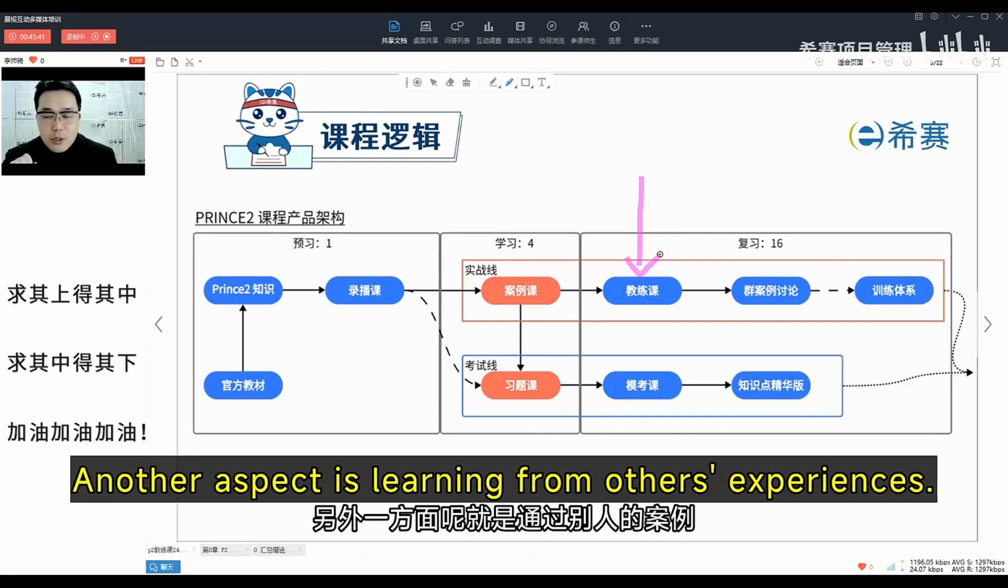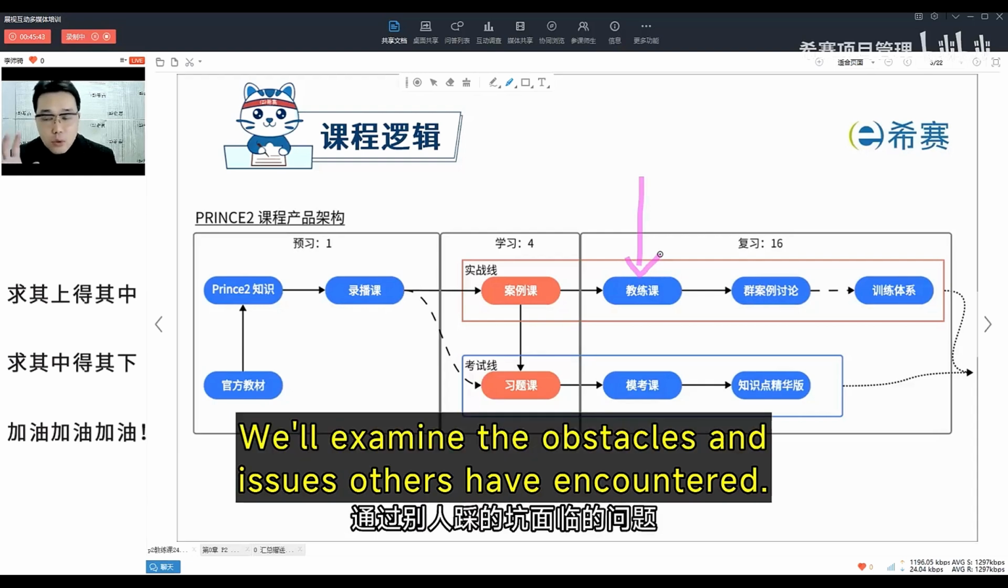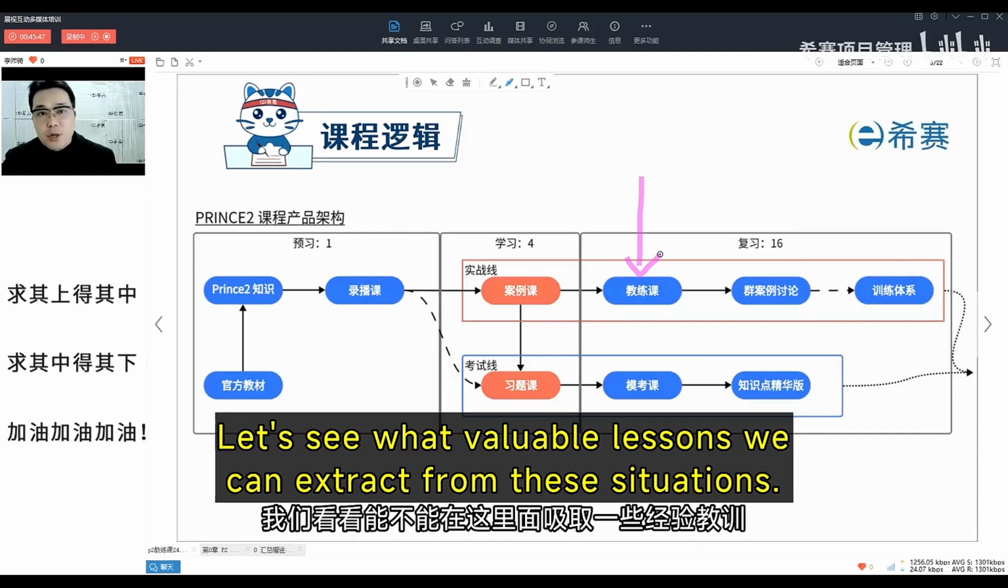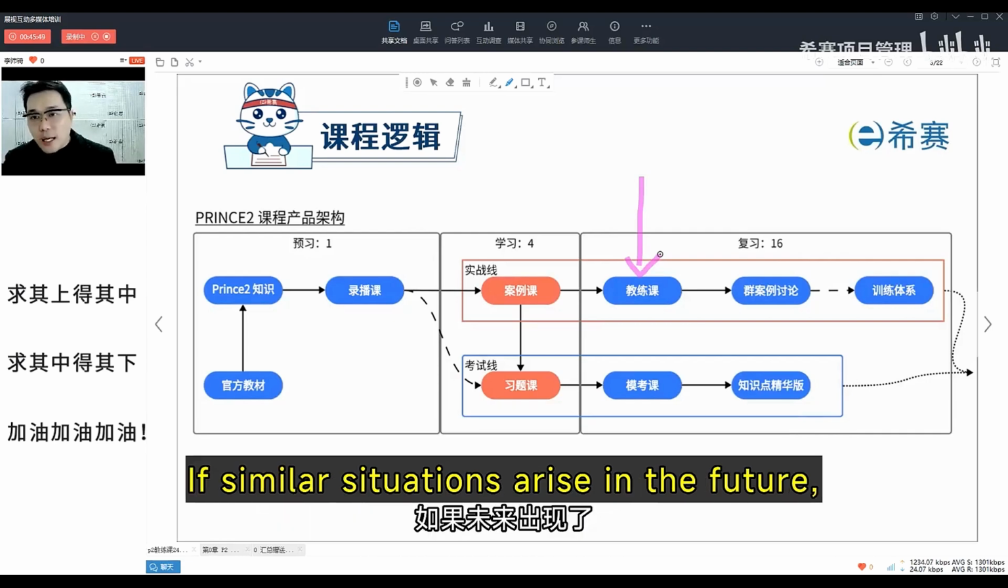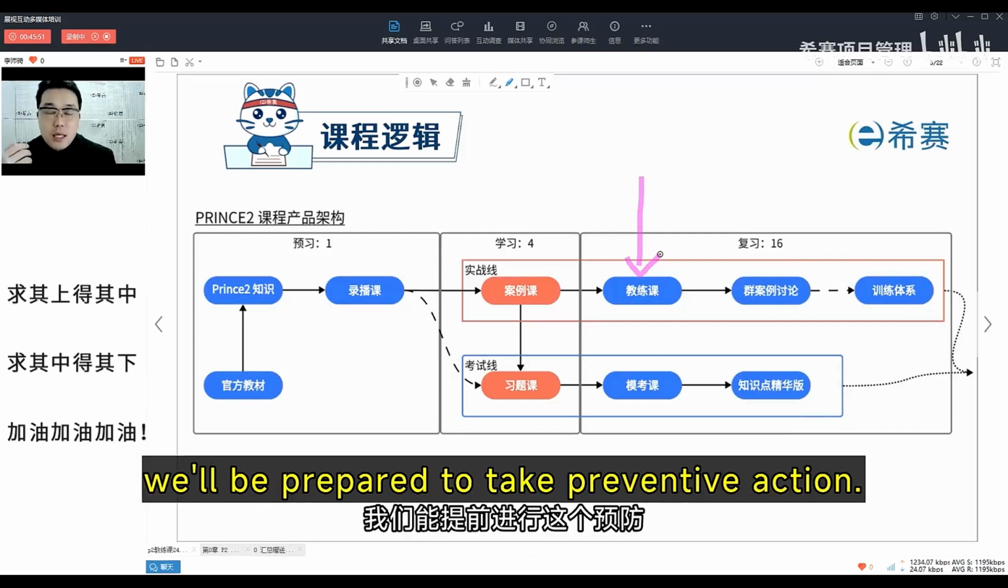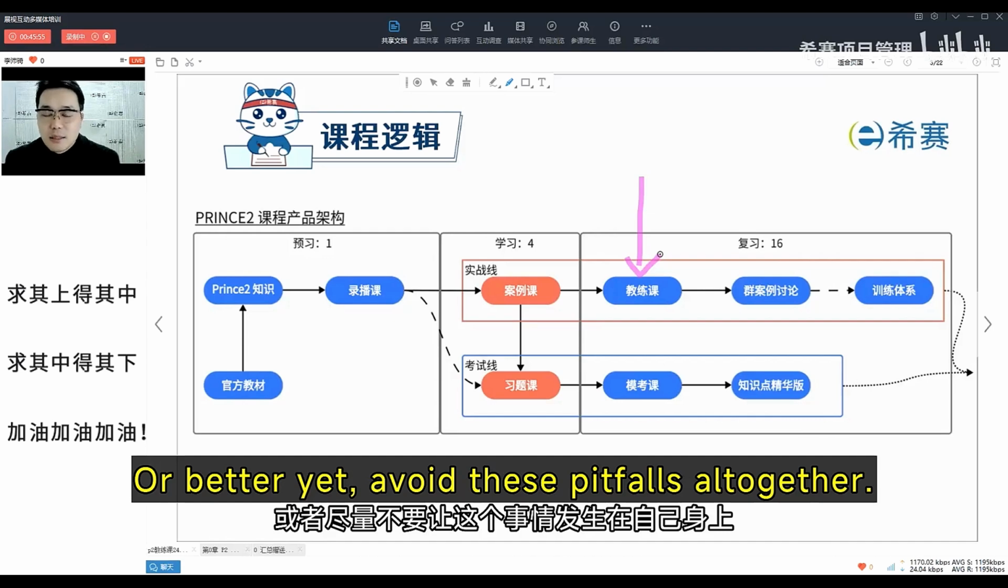Another aspect is learning from others' experiences. We'll examine the obstacles and issues others have encountered. Let's see what valuable lessons we can extract from these situations. If similar situations arise in the future, we'll be prepared to take preventive action. Or better yet, avoid these pitfalls altogether.